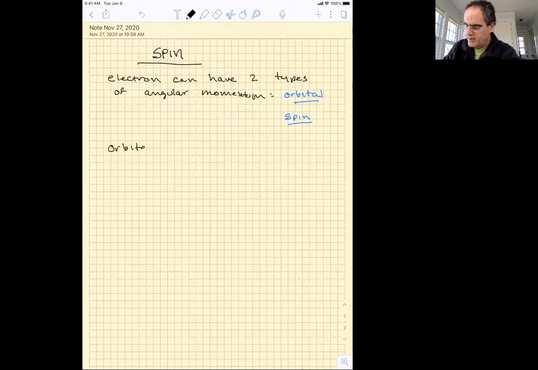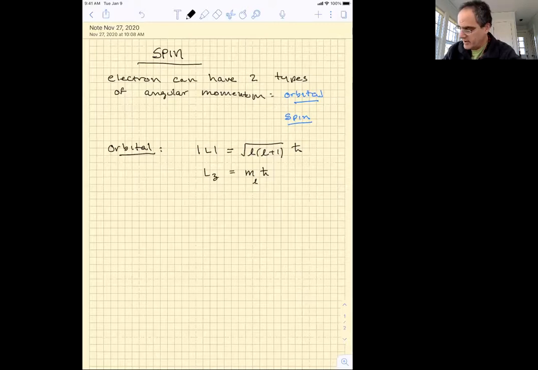We've already talked about orbital angular momentum. The orbital angular momentum of an electron is determined by the L quantum number. The magnitude is little l times little l plus 1 square root times h bar. And we found that the z component of the orbital angular momentum was equal to m times h bar. I'm going to call this m sub l, so we know that m is associated with the orbital quantum number.